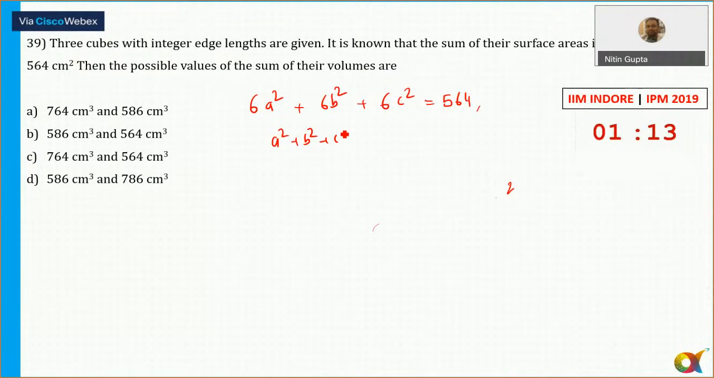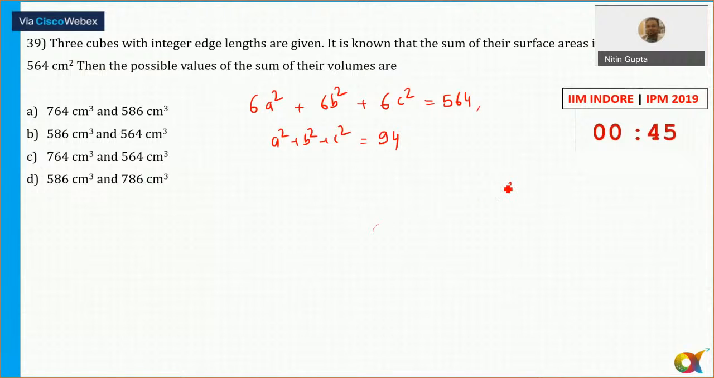So a square plus b square plus c square. The sum of these three perfect squares is equal to 54 by 6, which is 9. So the sum of three perfect squares is equal to 94, and we need to find out what those three integers are. All right, so let's calculate. Now the number is very small, so it will not take a lot of time to write this.